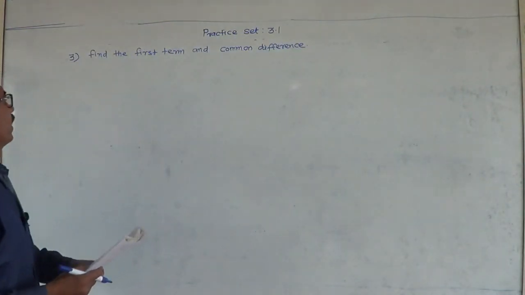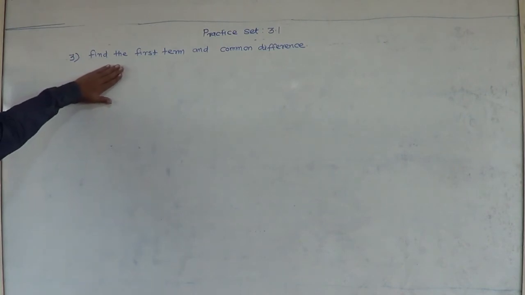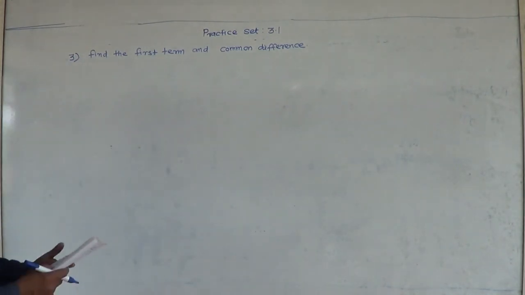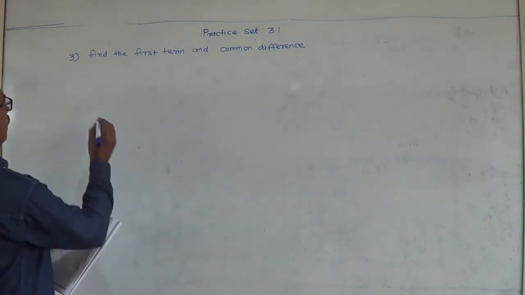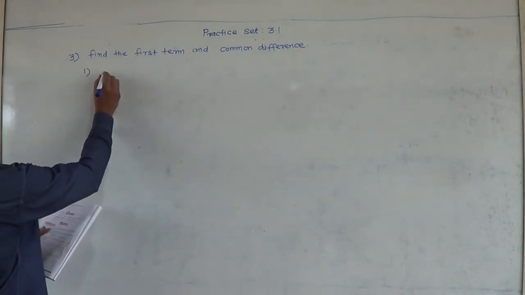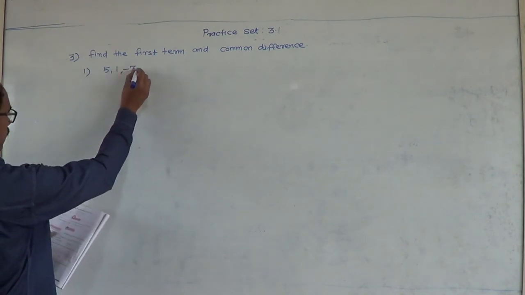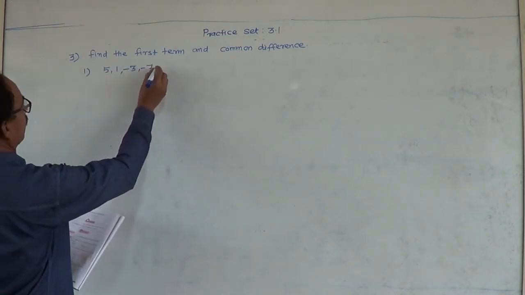Here we have to find out first term and common difference for each of the following examples. Our first example is 5, 1, minus 3, and minus 7.